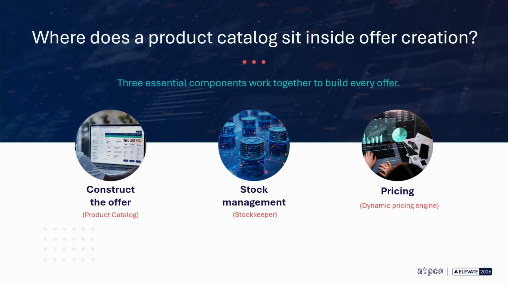So where does product catalog sit in offer creation? It sits squarely in the offer engine, where it's constructing the offer. Think of the request that comes in. A shopping request comes in, be that through an AI agent or a travel agency or any of the other ways that requests can come in. But the product catalog takes the context that's in that request and assembles the best product solutions that it can respond with.